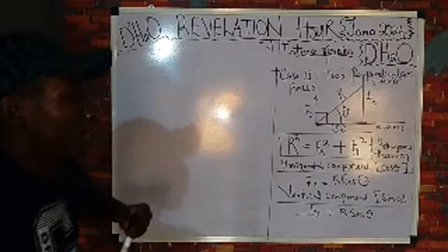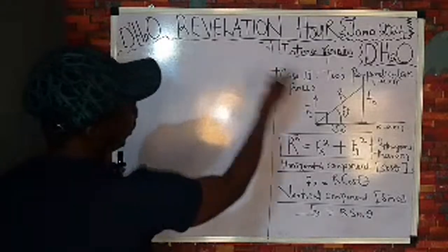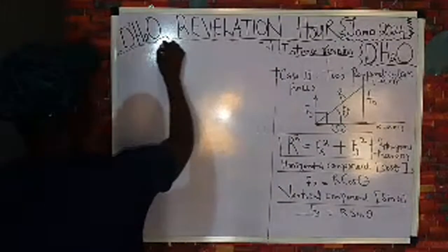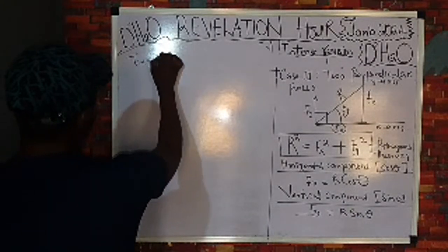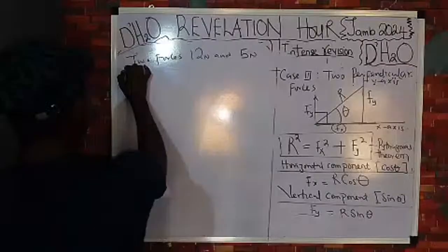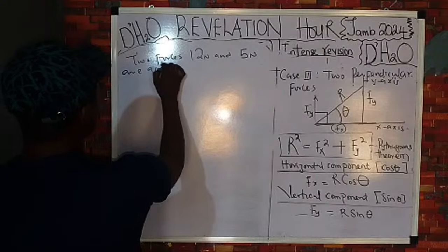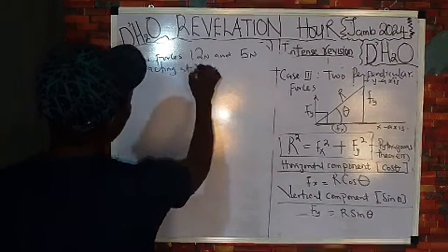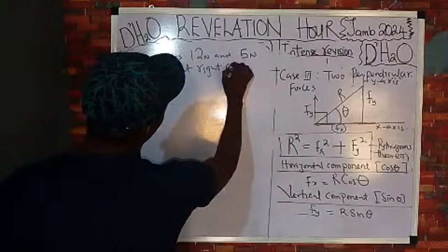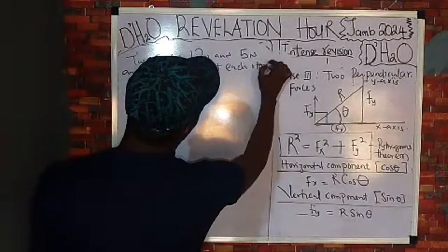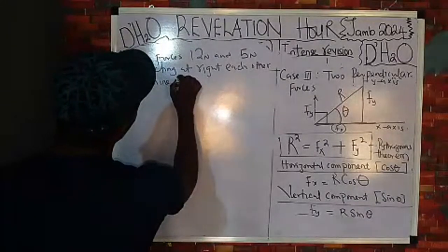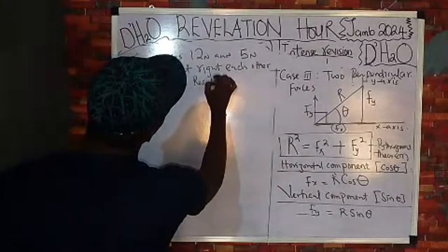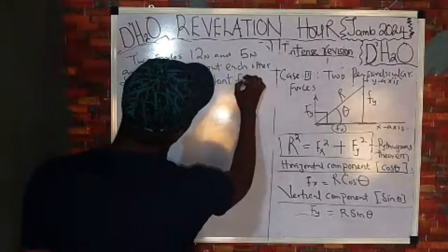Now, we come to case 4. Case 4, or should I give you a question? As my spirit is leading me, let's do this question. Two forces, 12 and 5 newtons, are acting at right angles to each other. Determine the resultant of the two forces.